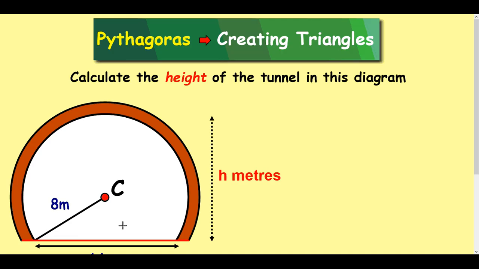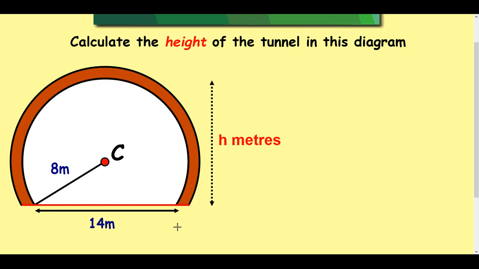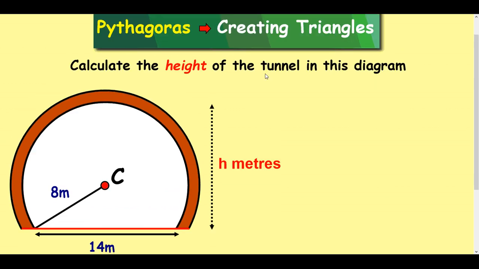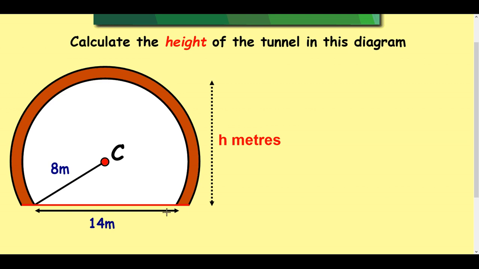Right, let's look at the first example here. Typical example: calculate the height of the tunnel in this diagram. I've named this Pythagoras creating triangles because we need to create a triangle in order to do the Pythagoras. The height of this tunnel is split into two parts. If I take this part here, I can create a wee right angle triangle. And if I work that out, and I also have this line straight up, and I add these two things together, I'm going to get the total height of that tunnel.